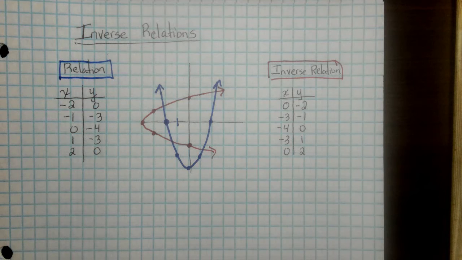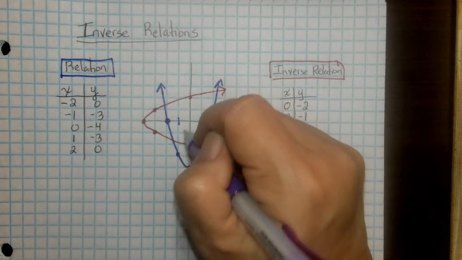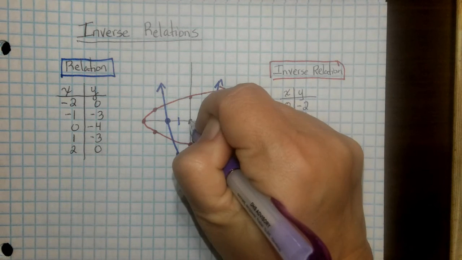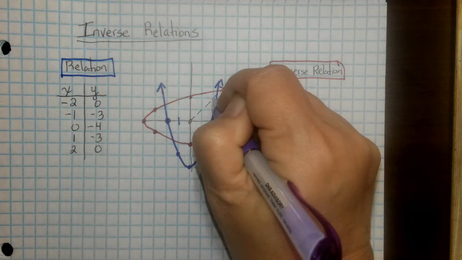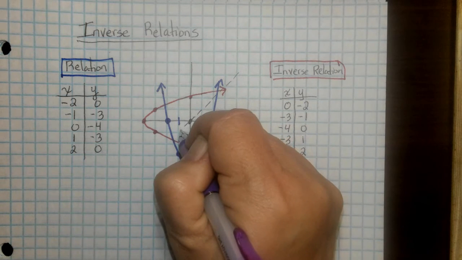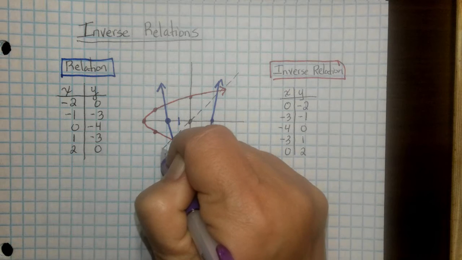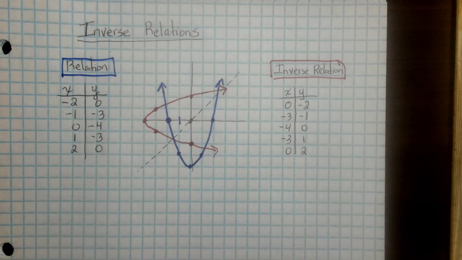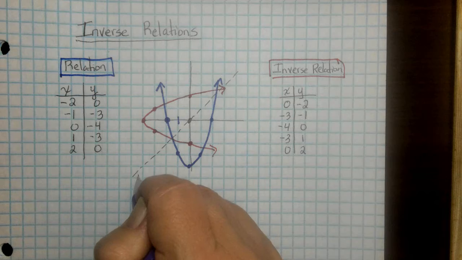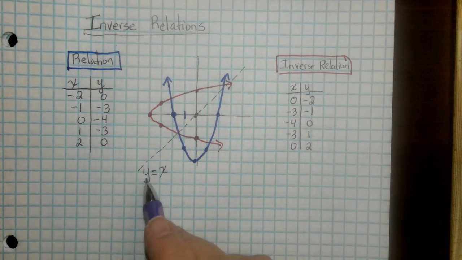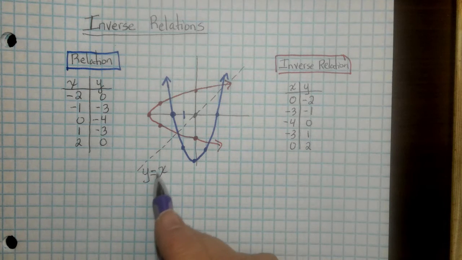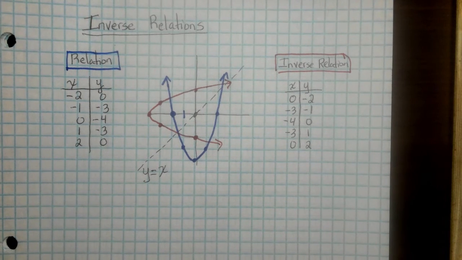Now, on this graph, I'm going to draw a very special line. I'm going to draw a line that goes through 0, 0 and has a slope of 1. So it has a positive slope. It's going to go through 1, 1, 2, 2, 3, 3, negative 1, negative 1, and so on. And so this is the line y equals x. If you think of y equals mx plus b, the slope is 1, the y-intercept is 0.